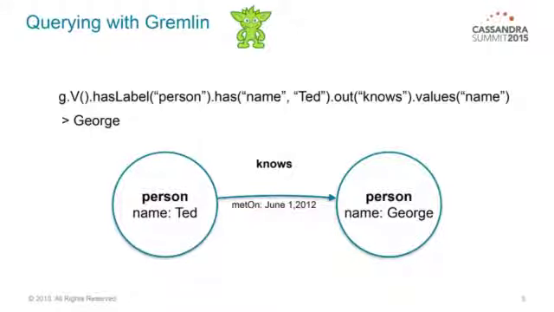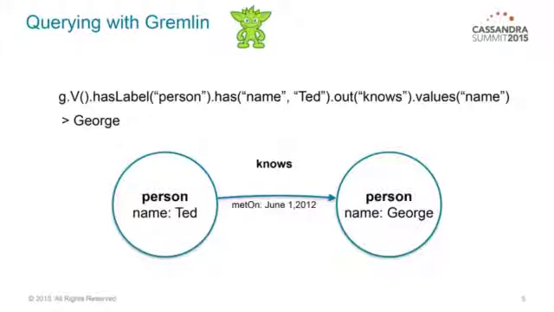So I'm going to say, hey, here, take my graph. Out of all the vertices, I'm particularly interested in the ones that are of type person, and I want to filter on the name Ted. So as you'd imagine, that's going to give you your first vertex, Ted. Think of that as kind of your first step.